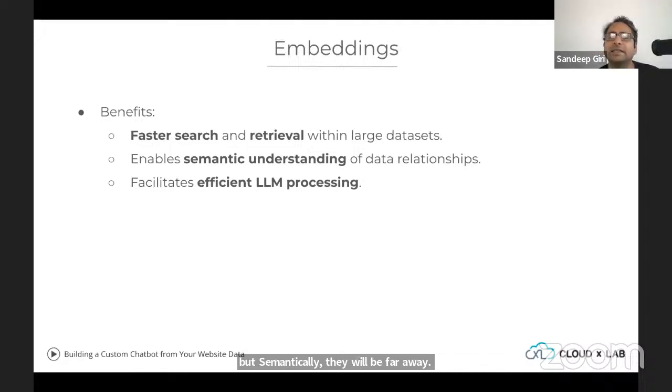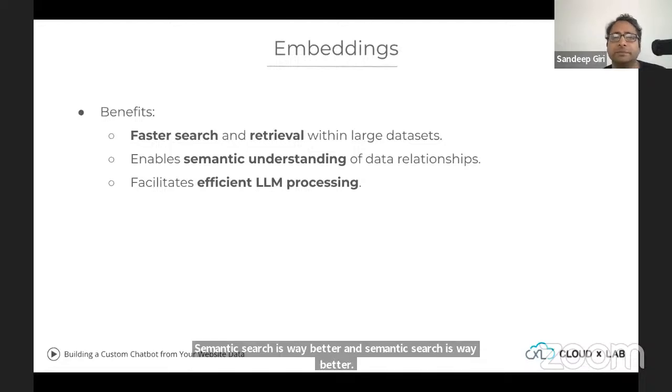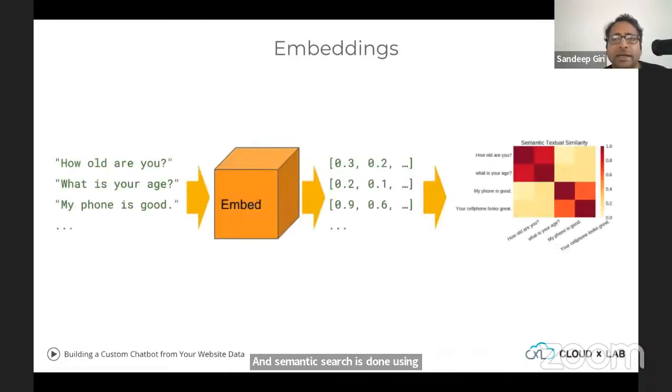Now that is the purpose of semantic search. Semantic search is way better, and semantic search is done using embeddings, right? Here is another example. If you compute the embeddings of "how old are you," "what is your age," "my phone is good," and then find the distance with each other, you will see this kind of relationship. This is very important, everyone. So we converted them into numbers and then found the distance between them.